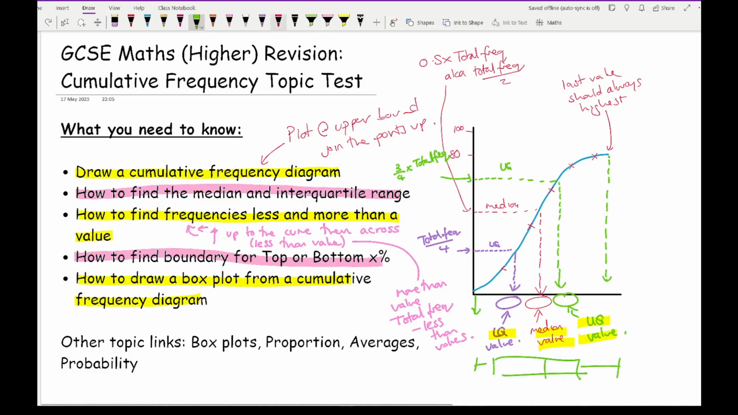Now other topics that are linked to cumulative frequency are obviously box plots, proportion, where you've got to work out fractions, work out percentages, not so much decimals, but again looking at proportions, averages, and also probability.